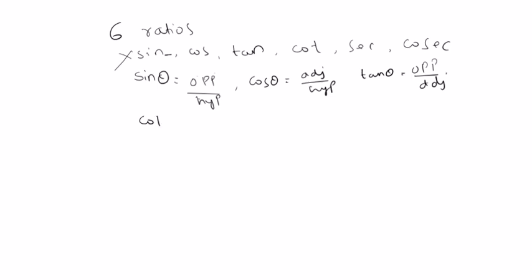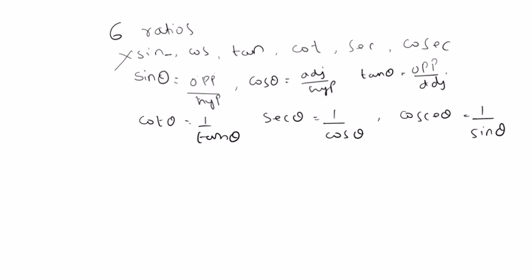Cot theta will be defined as 1 by tan theta. Then secant theta will be defined as 1 by cos theta. And cosecant theta will be defined as 1 by sin theta. So again, this tan theta can also be defined as sin theta by cos theta. It means if we know the two ratios sin and cos, we can easily get the remaining ones.